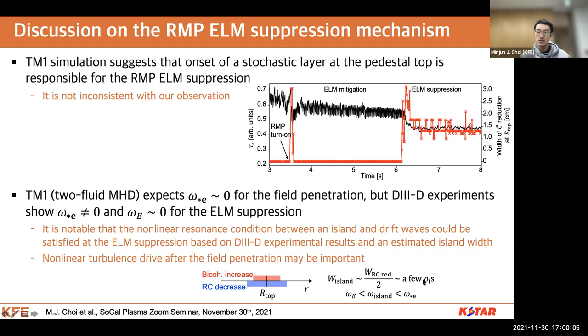And this condition, which is also necessary for this nonlinear resonance, can maybe be satisfied based on our estimation from the rescaled complexity reduction. So the island width is approximately half of this reduction width, and this would be around a few ion gyroradius width. So based on this analysis, we may consider that nonlinear turbulence drive after the field penetration is maybe important for the ELM suppression.